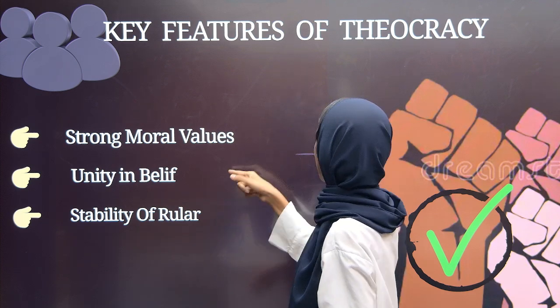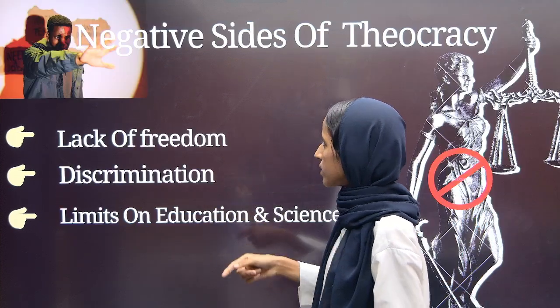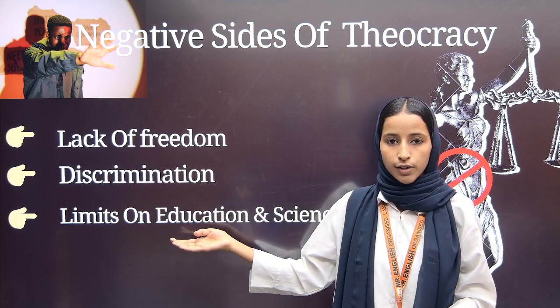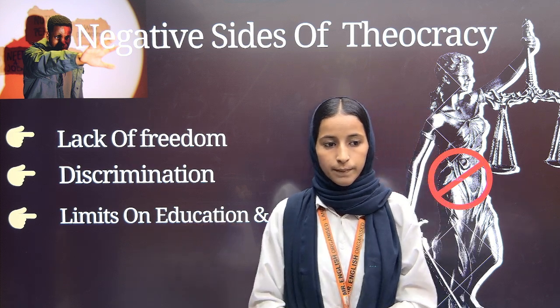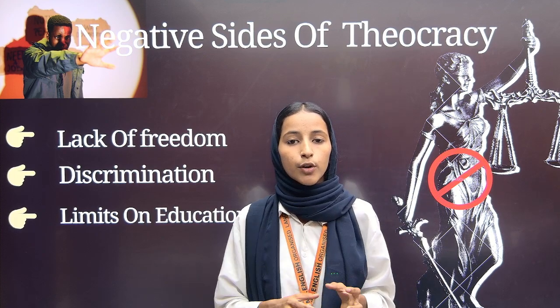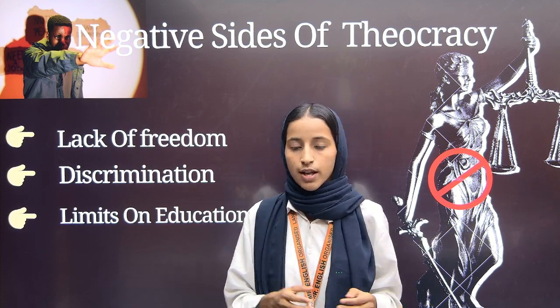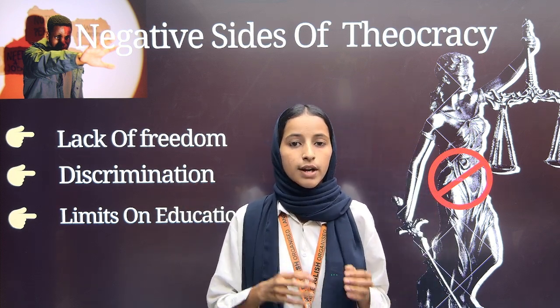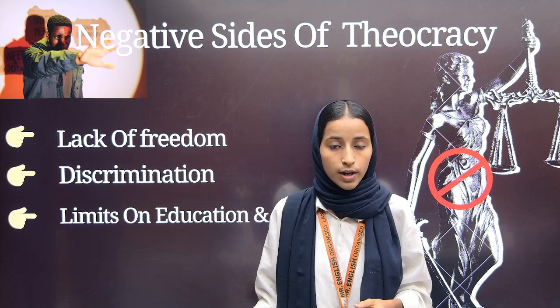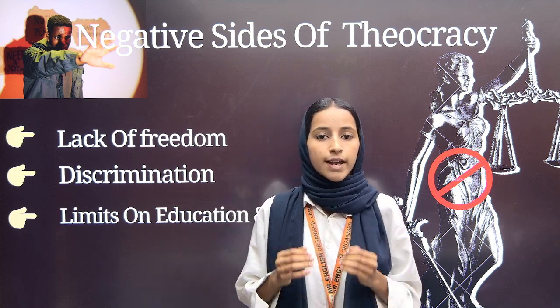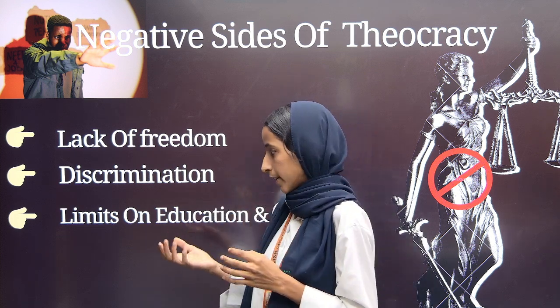If I talk about its disadvantages, it includes, as you can see, lack of freedom, discrimination and limits on education and science. Lack of freedom: in theocracy, people may not have the freedom to follow their own religion. Discrimination: minorities might have to follow stricter rules and face a lot of problems, and they will not get equal rights or be treated equally.